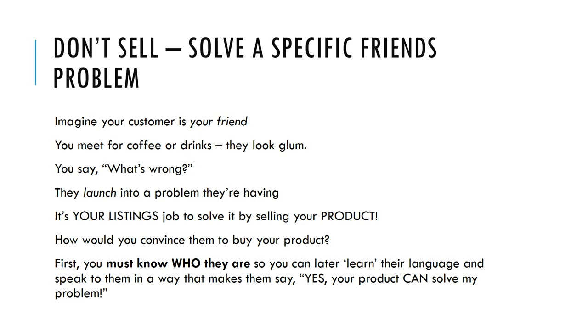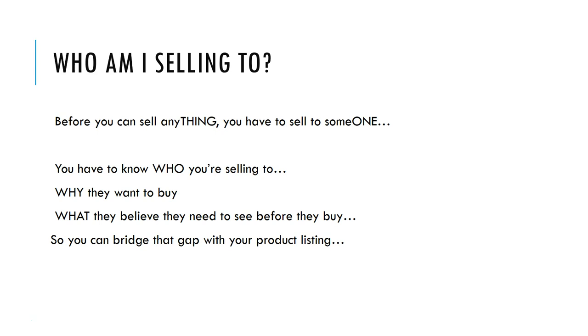Before we can even do that, we need to know who we're speaking to. We're not speaking to an audience. We're speaking to a specific person. It's like having a conversation with your best friend in a coffee shop or at the bar. In order to do that, we need to learn how to identify their language. We need to learn what that language is. And then we need to use that language to speak to them in a way that makes them trust you and want to purchase your product because they believe your product can solve their problem.